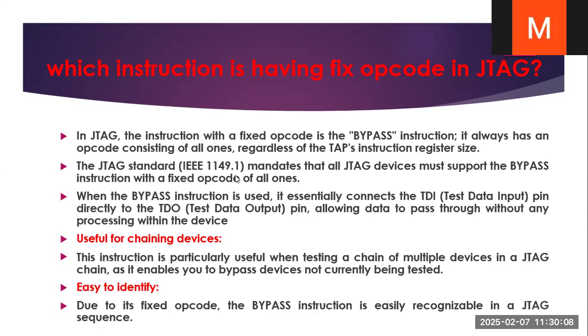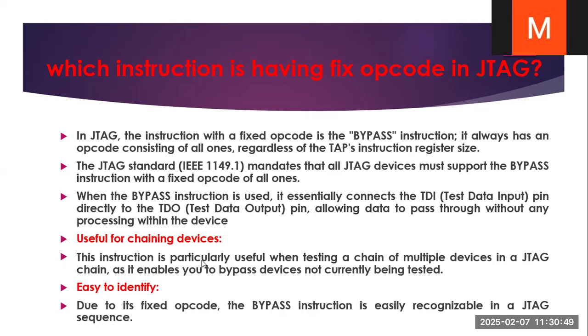The JTAG standard mandates that all JTAG devices must support the bypass instruction with the fixed opcode of all ones. When the bypass instruction is used, it essentially connects the TDI pin directly to the TDO, allowing the data to pass through without any processing within the device. So we can bypass all the circuits in the device, which is useful for chaining devices.